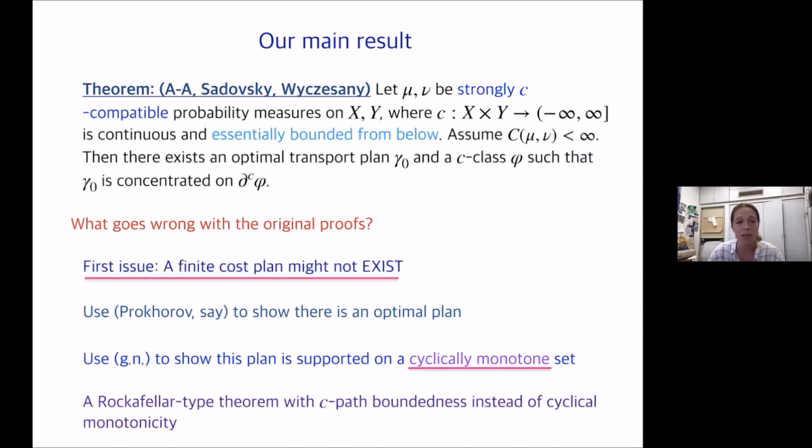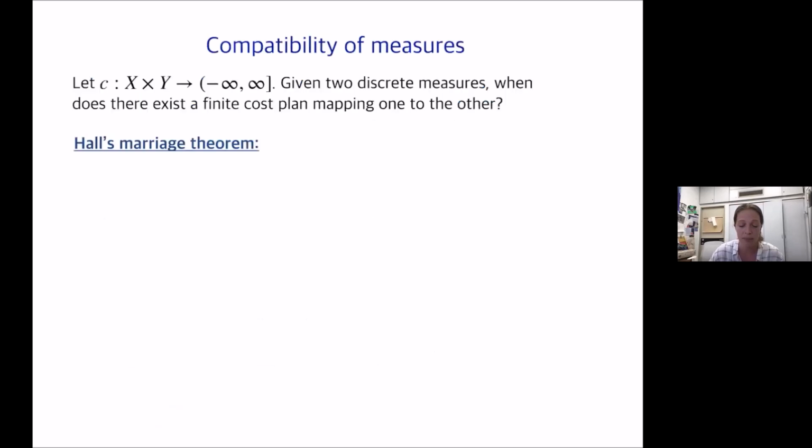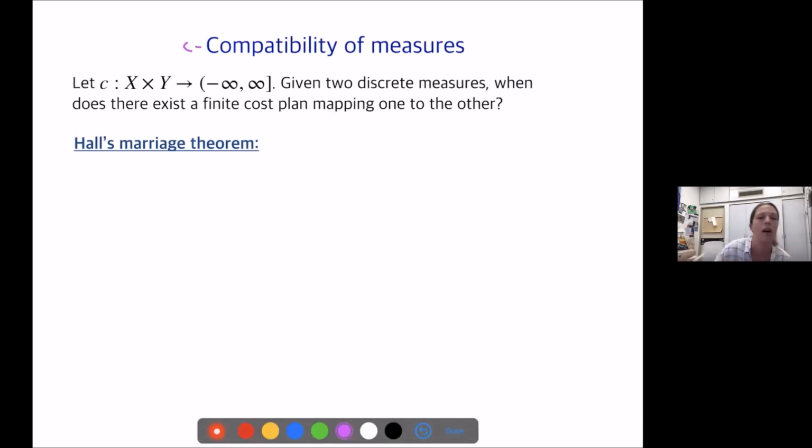Okay, so we get back to this problem one more time and address the first issue, the issue of even existence of a finite cost plan. When can I be sure it even exists? And this has to do with this compatibility of measures, which I defined to you when I told you about the theorem, but we didn't really discuss it. So now let's discuss compatibility, or C-compatibility, of measures, okay? So back to square one. We have a cost function. We are given two measures. Let's assume they are discrete because that's easiest to think about. When does there exist a finite cost plan between them?